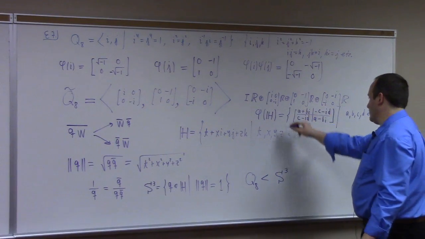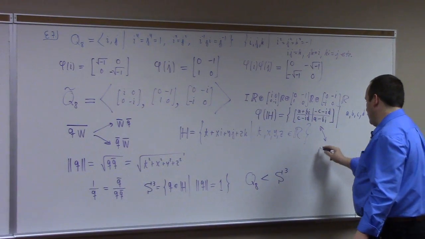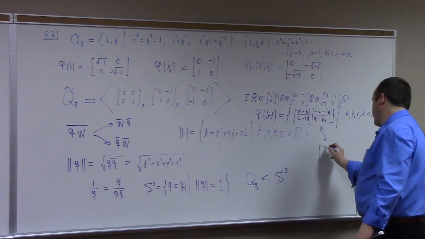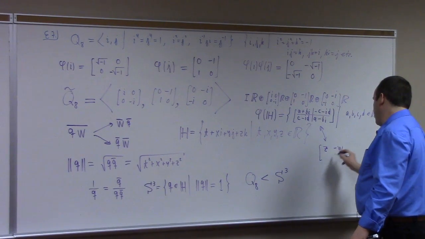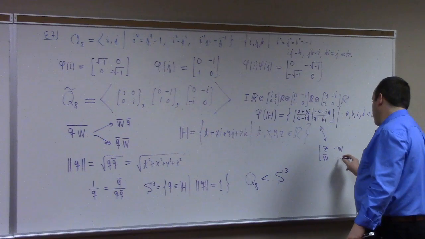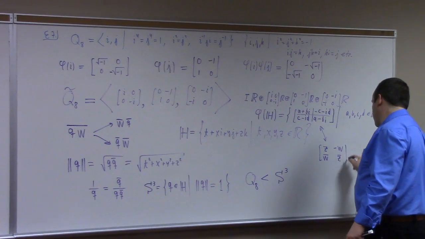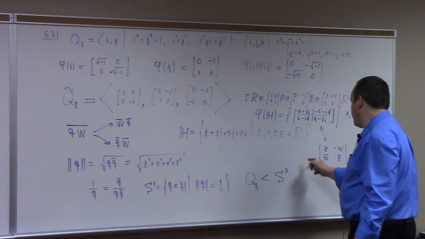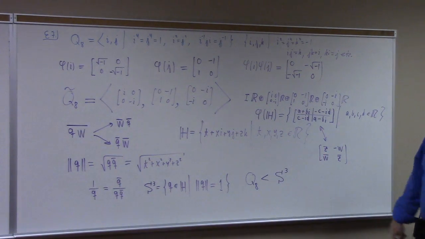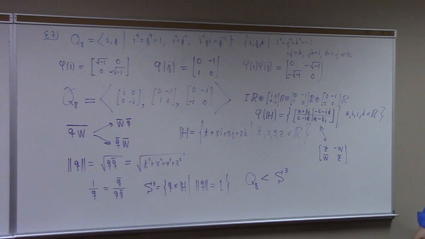Of course, you could take this and rewrite it as a 2 by 2 complex matrix with Z, minus W, and W bar down here, and Z conjugate up here. So this is a representation of a quaternion as a 2 by 2 complex matrix, right? Where have we seen that before? I do not know.